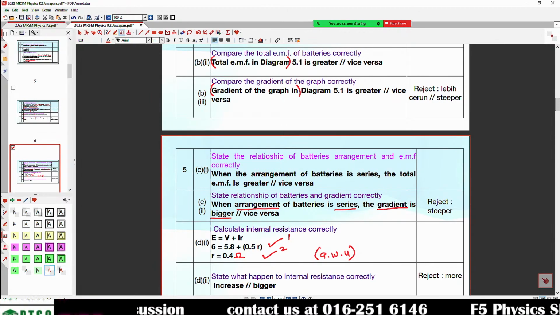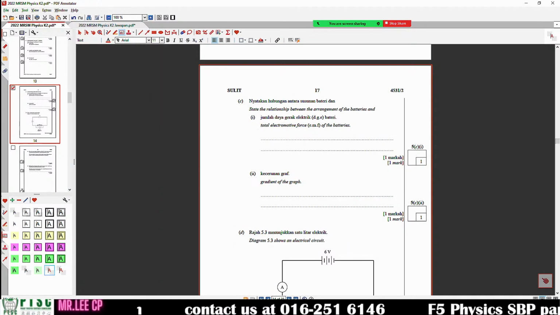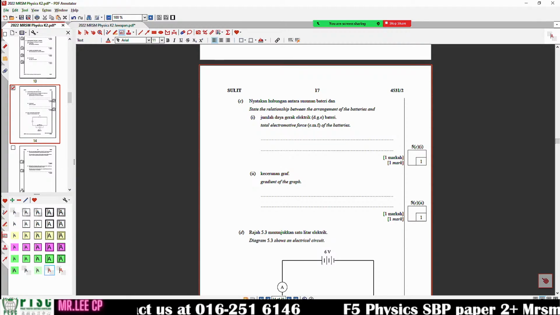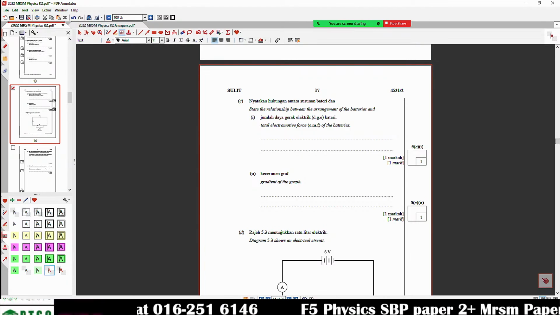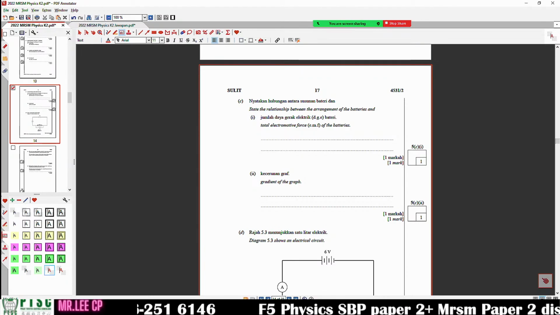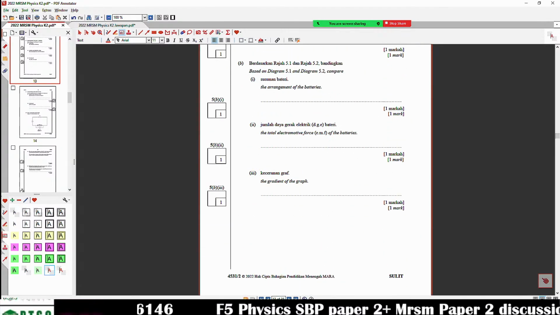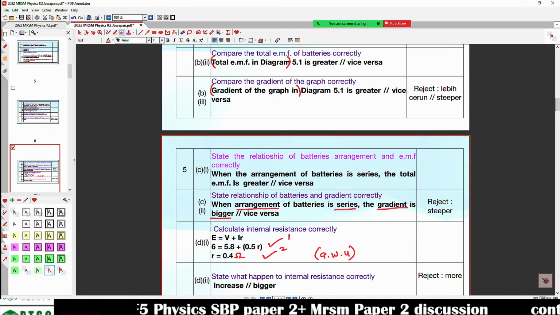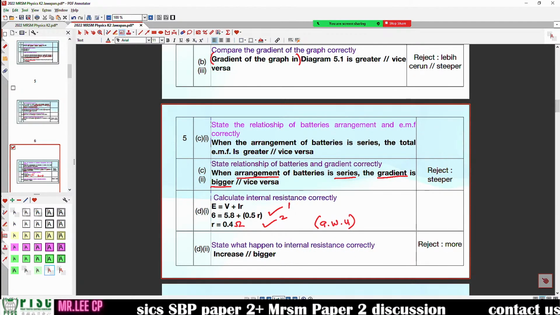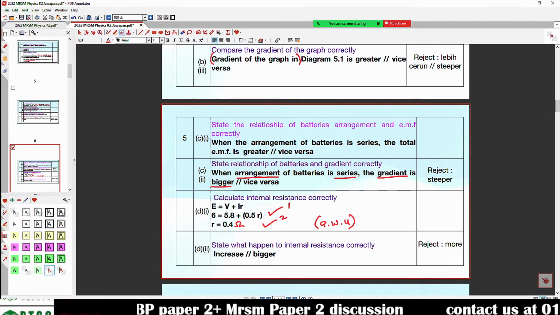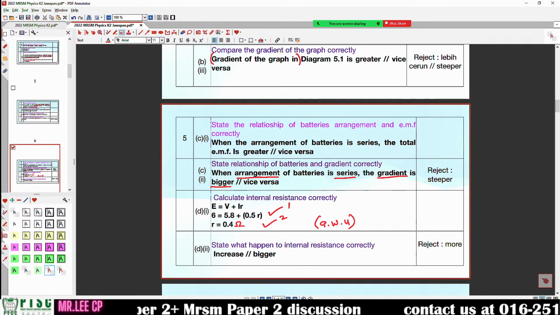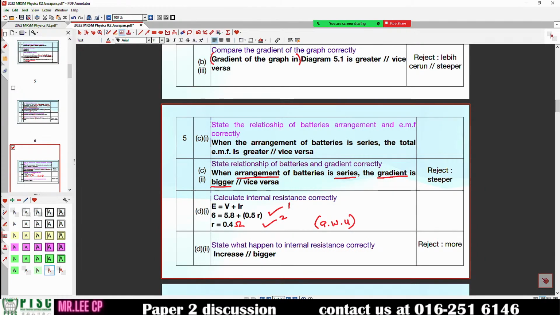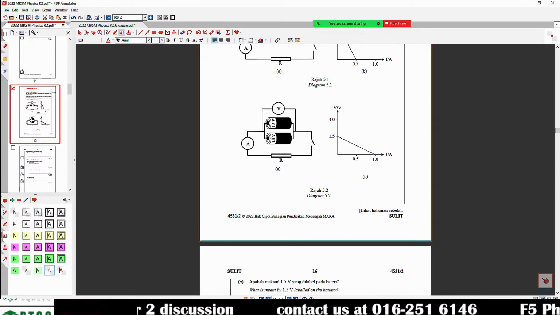Now next one, state the gradient of the graph, right? The relationship between the arrangement of battery and the gradient. So when the battery arranged in series, the gradient of the graph will be bigger, or greater, right? When the arrangement is in series, the gradient of the graph is greater or bigger, right? Next one.